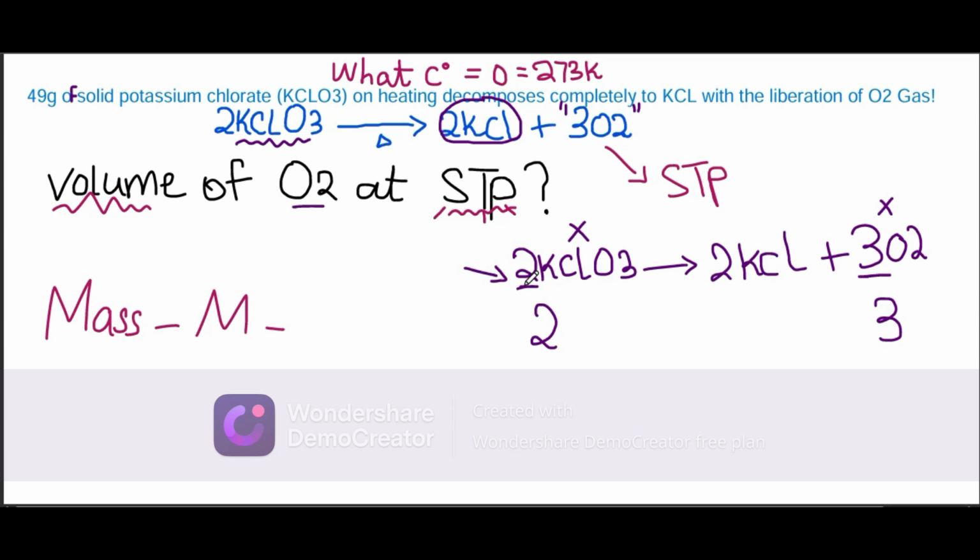What I have to do is find the volume of O2, but before that, let's try to find the mass. Of course, in the question I have 49 gram of solid, but if I use the formula, it will include moles, as we are talking in moles here.